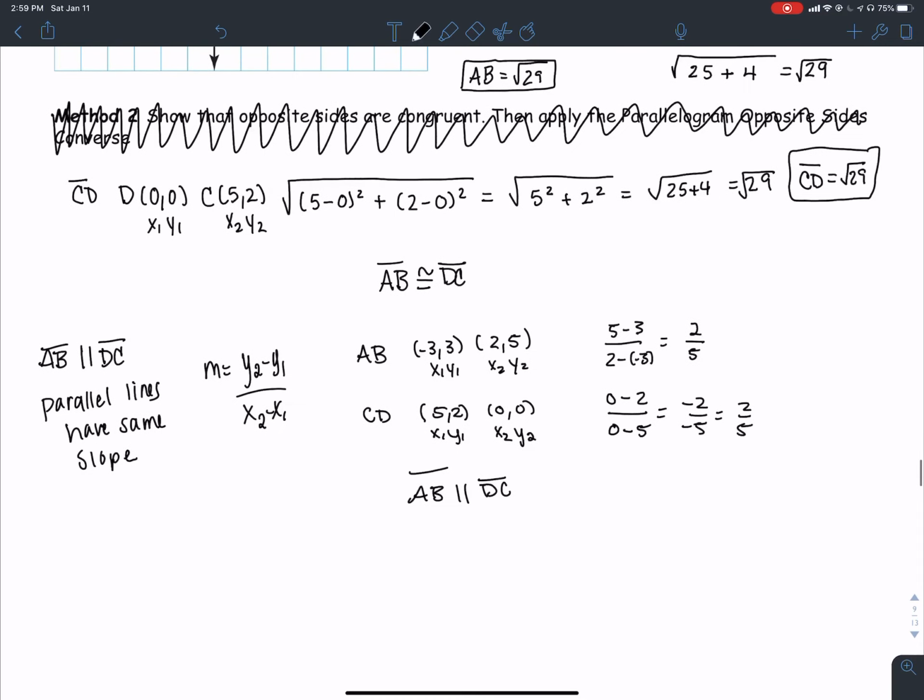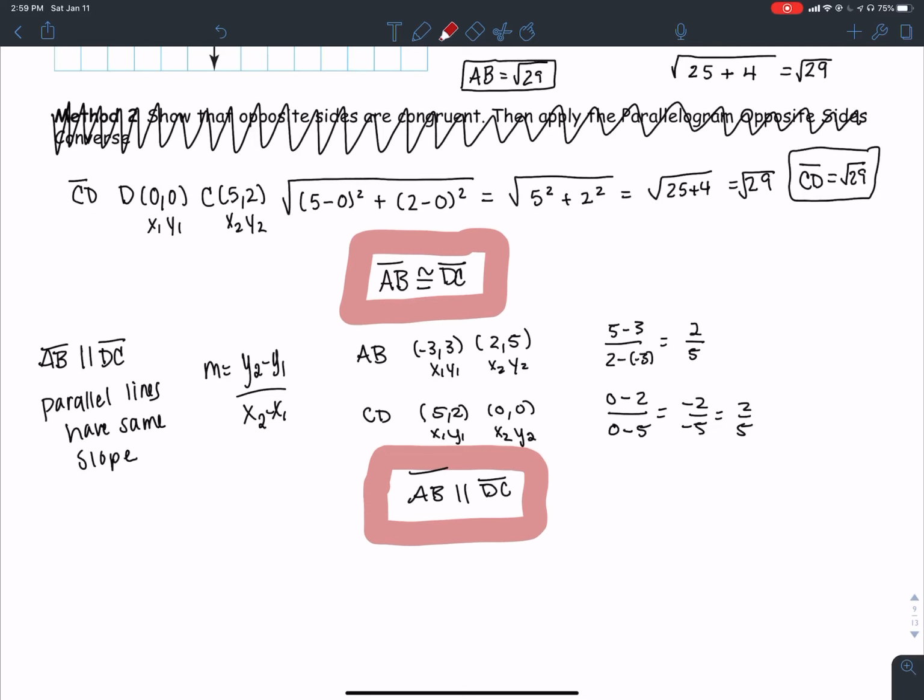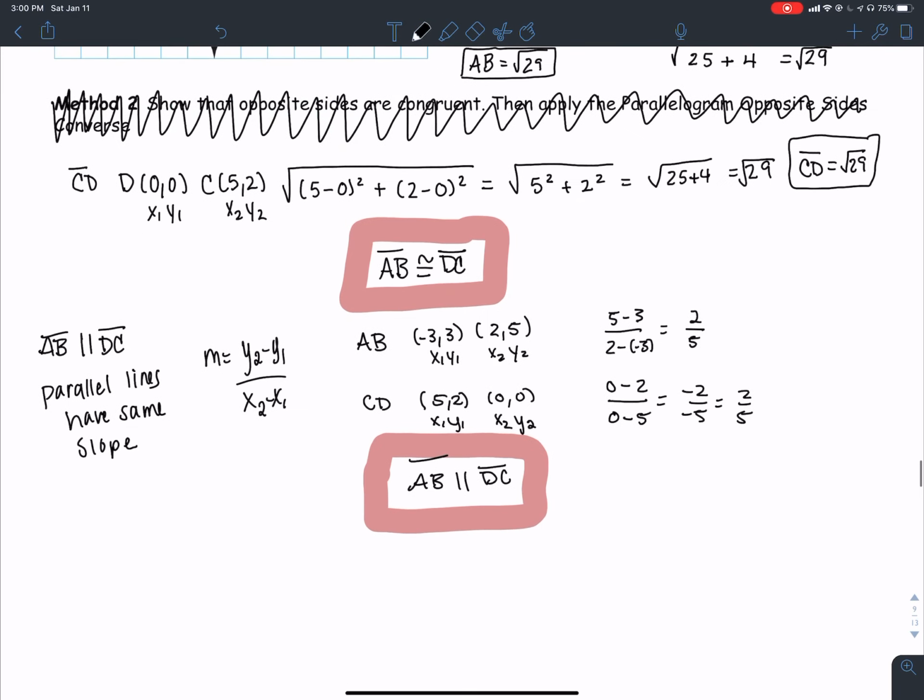So since AB is congruent to DC and AB is parallel to DC, we can say that ABCD is a parallelogram. Okay, that's it.